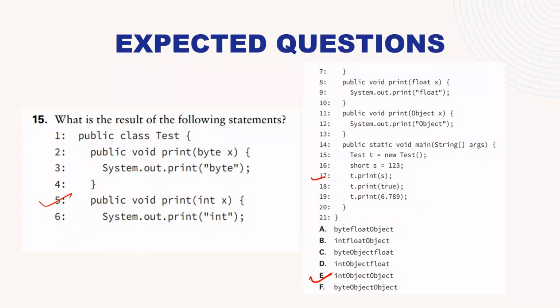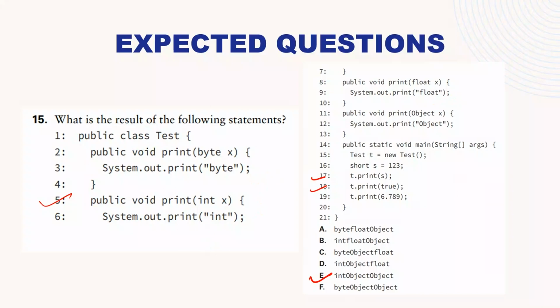Right? Now the argument on line number 18, just after that particular line, we are passing a true over here, which is a boolean. But the funny thing is that we don't have an overloaded method over here which accepts any boolean value. So what is the precedence that it will go?